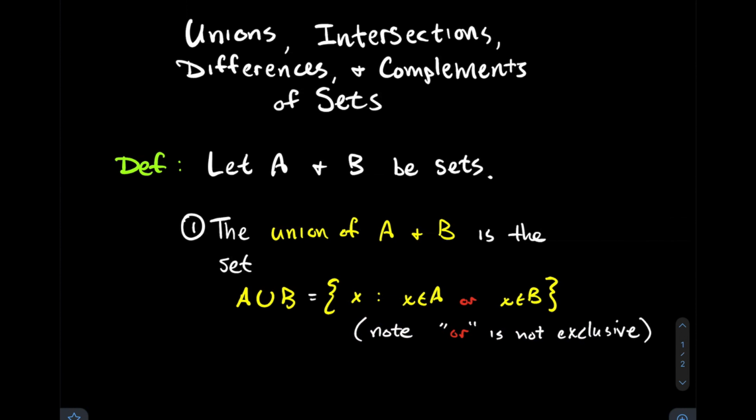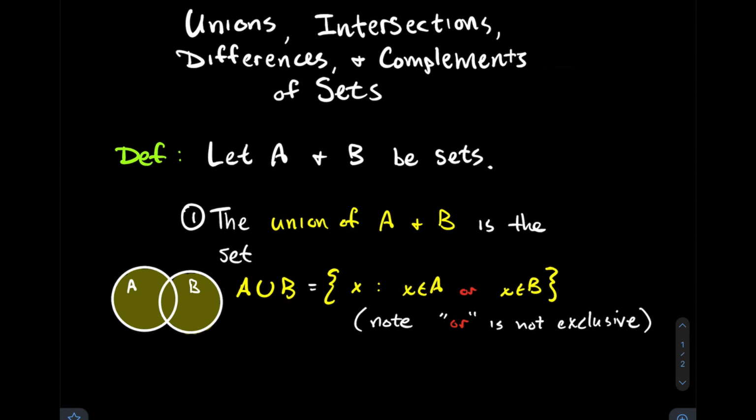How you should always read OR, unless otherwise stated in math class anyway, is that OR is not exclusive. So OR includes the possibility that X is in both A and B. That's cool. A little picture over to the side, like a Venn diagram. I've shaded the union of A with B, and we're just mashing A and B together. Another word for the union sometimes might be join, I think, in computer science language.